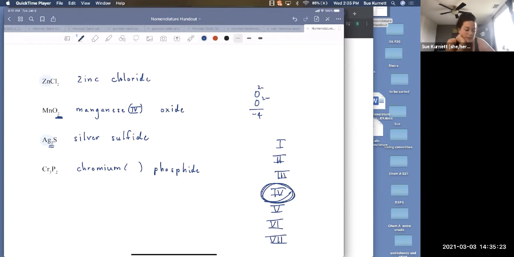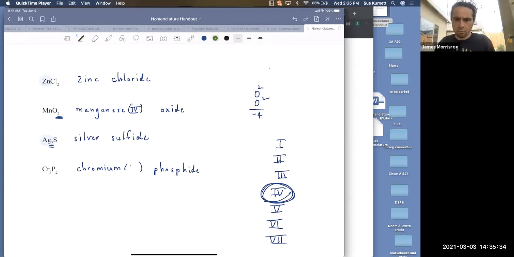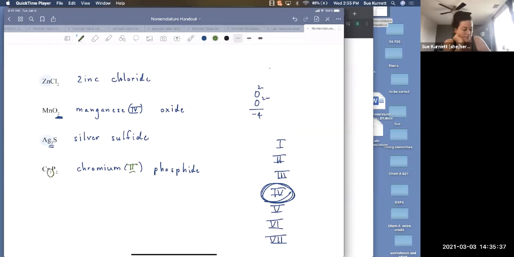Okay, chromium phosphide. Which chromium phosphide? What's the charge on that ion? 2. Yes. There's 3 of them. And phosphorus, as phosphide, has a -3 charge. There's 2 of those, which adds to -6. So yeah, it must be chromium 2 or it wouldn't add to 0.